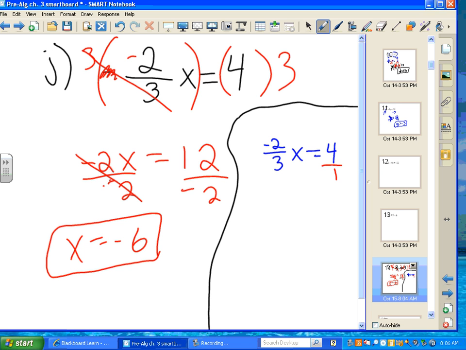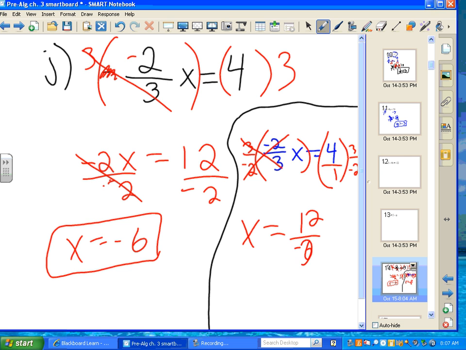If you put a 1 underneath the 4, instead of doing it in 2 steps, you can do this in 1 step. So what I mean by that, you can take negative 2/3, flip it to get the inverse or reciprocal, which is 3 over negative 2. The 3's cancel and the negative 2's cancel. So you have x is equal to 4 times 3 is 12. You guys all watching? 4 times 3 is 12. 1 times negative 2 is negative 2. 12 over negative 2 is negative, I always do that, is negative 6.